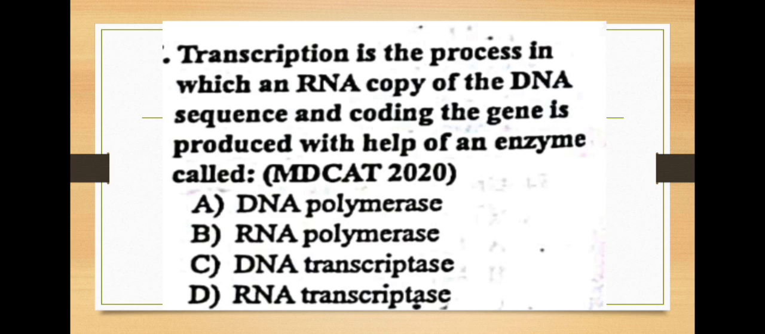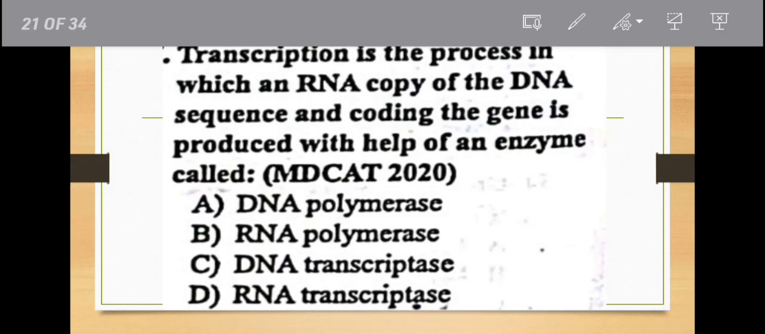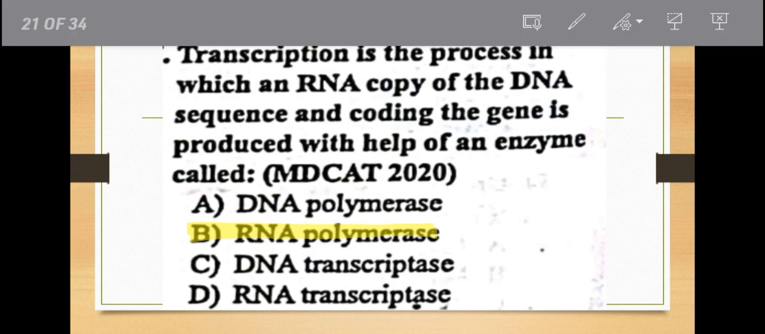Transcription is the process in which an RNA copy of the DNA sequence encoding the gene is produced with the help of enzyme called as MDCAT 2020. A, DNA polymerase. B, RNA polymerase. C, DNA transcriptase. D, RNA transcriptase. When RNA is forming from the DNA, it is catalyzed by an enzyme called as RNA polymerase. Or in other words, we simply say that transcription process is catalyzed by RNA polymerase.